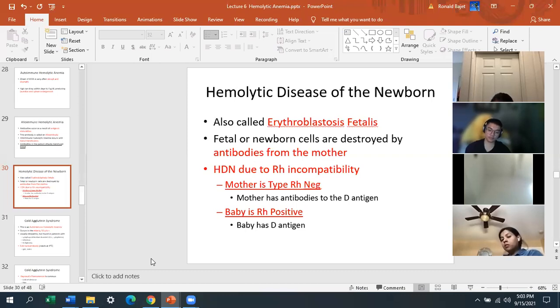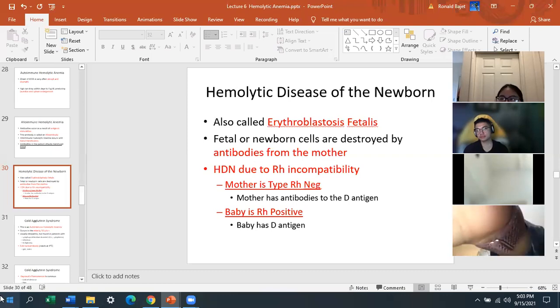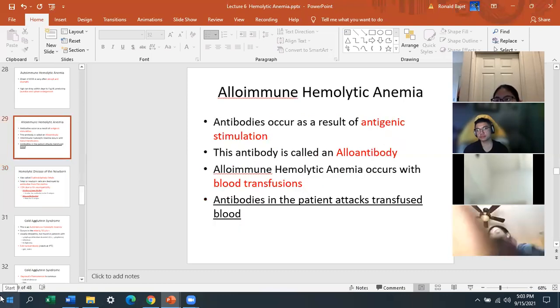You see that? You understand that? Are you guys good with that? Alloantibodies. So are we kind of clear on alloantibodies now? Yes? Good.